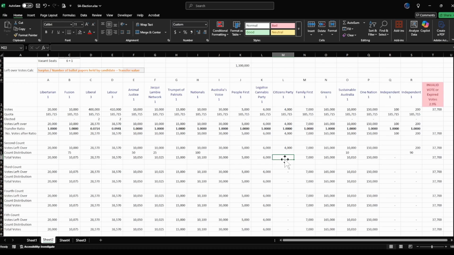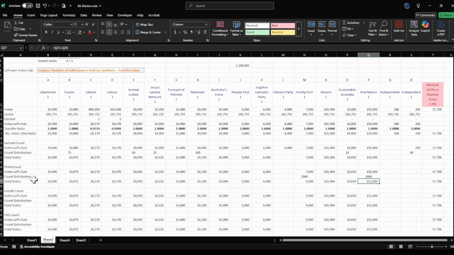So in this situation, we will take those 4,000 votes, and let's say that we put 2,000 to Family First and let's say 2,000 to the Greens, to One Nation. I'm making life easier here, just so that you get an idea. So now 152, there's 165 there. Still nobody has got quota.